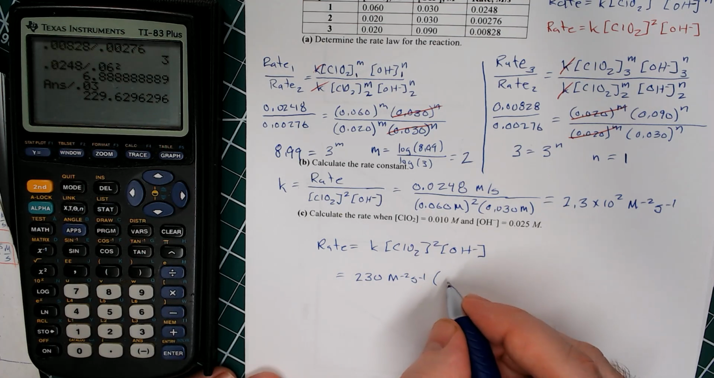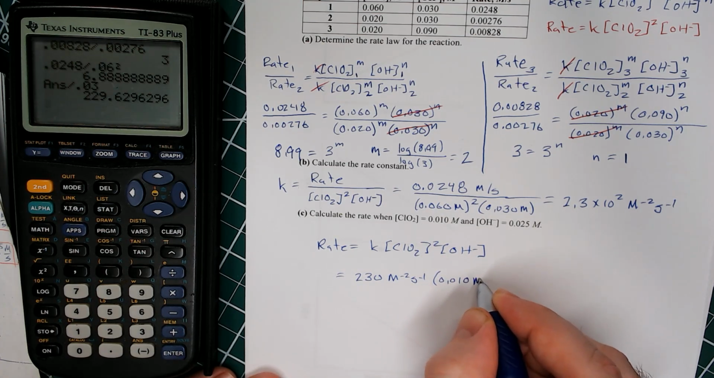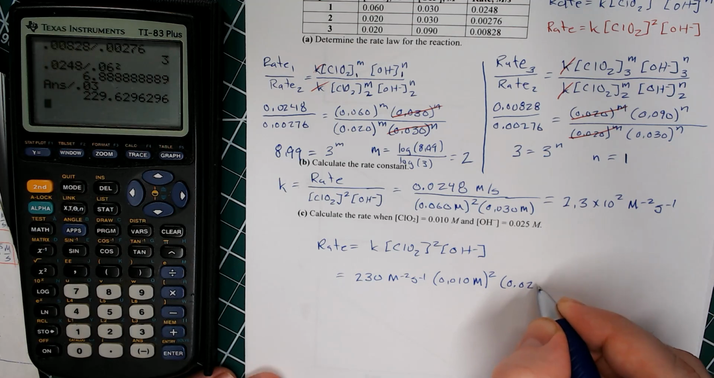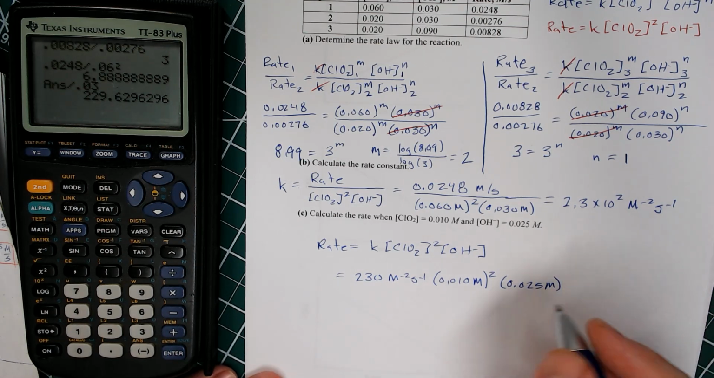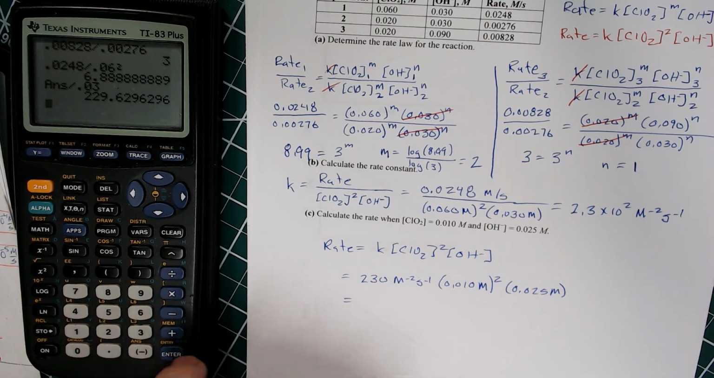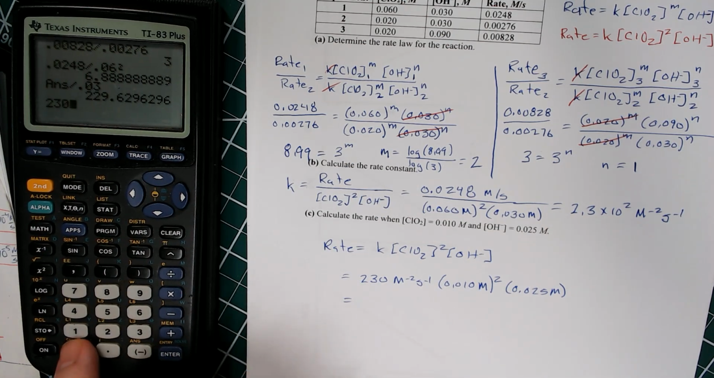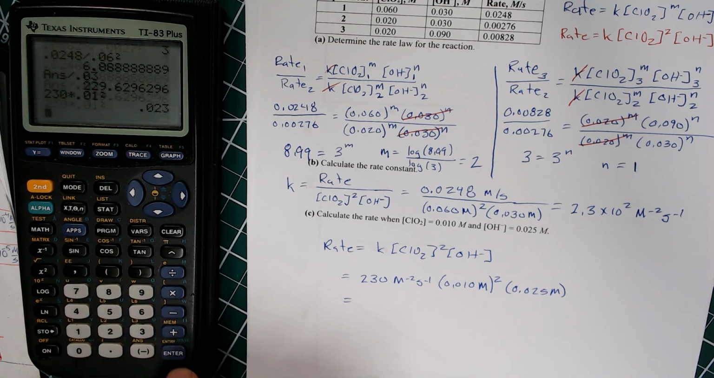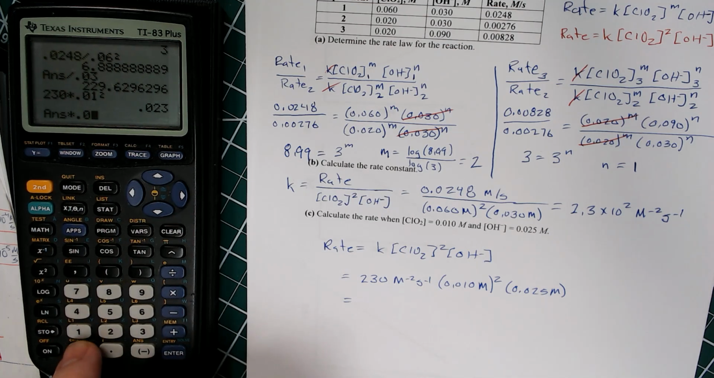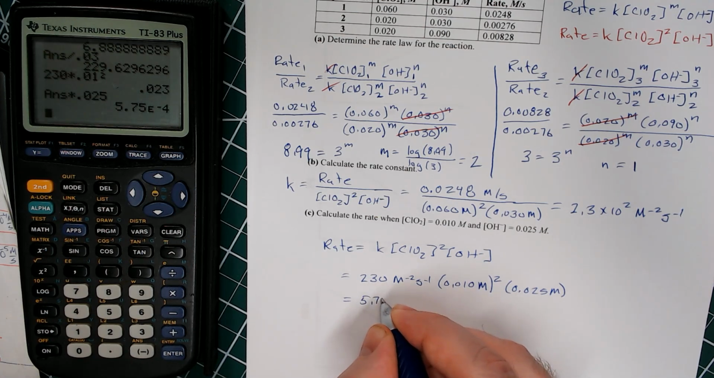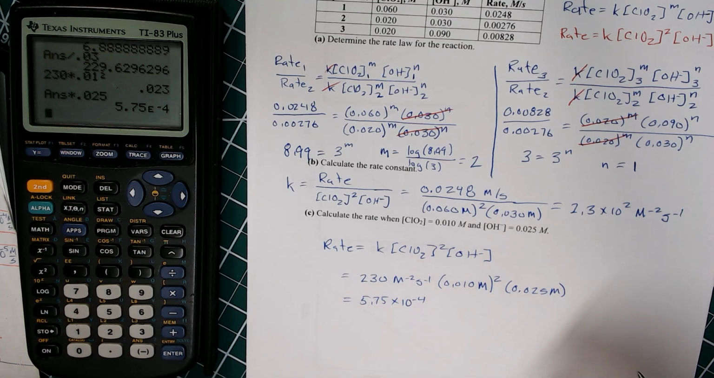Chlorine dioxide here is 0.010 molar squared. We do need to put that exponent in. And then for hydroxide, 0.025 molar, and that's to the first power. So now let's punch those numbers in. All right, so 230 times 0.01 squared times 0.025. And that's going to give us 5.75 times 10 to the -4.